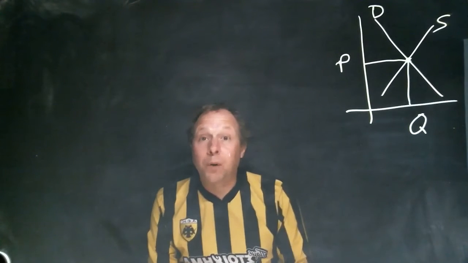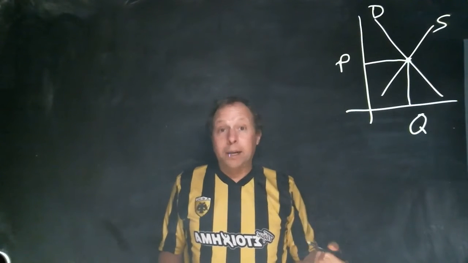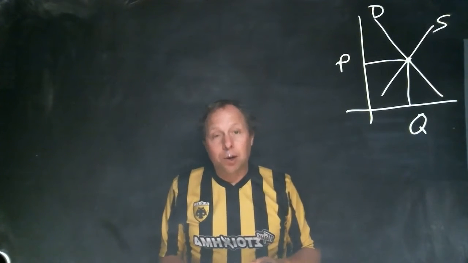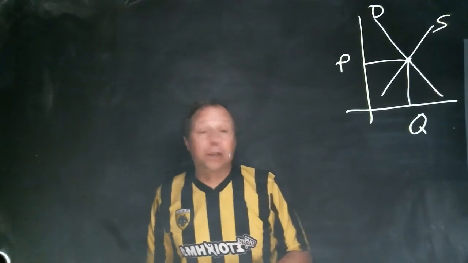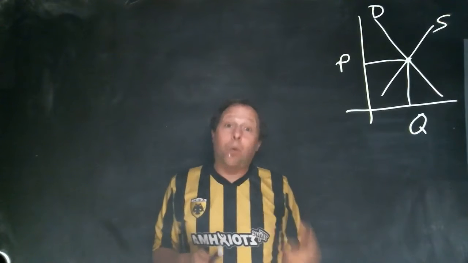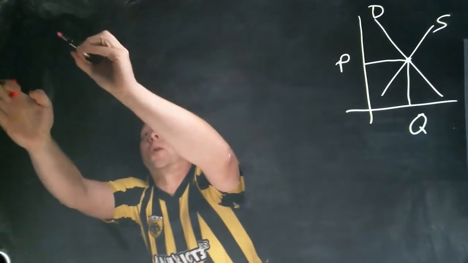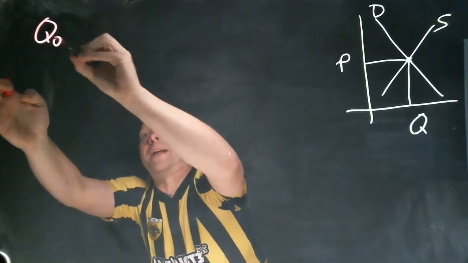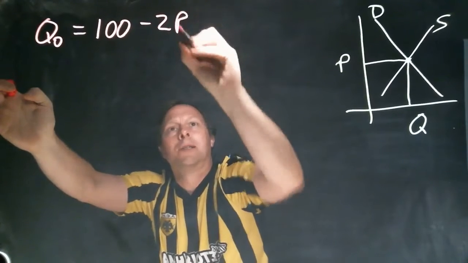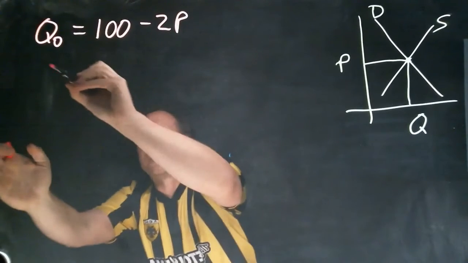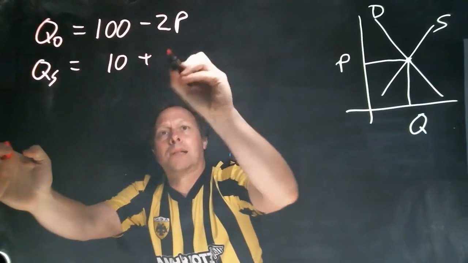But what we actually want to focus on in this video is what we do if we have equations for quantity demanded and quantity supplied. So let's take a look at that. Let's imagine that, because we've taken a look at some data, we can estimate quantity demanded and quantity supplied using some sort of equation. So let's imagine that the quantity demanded of a good is equal to 100 minus 2 times price, and the quantity supplied of a good is equal to 10 plus price.